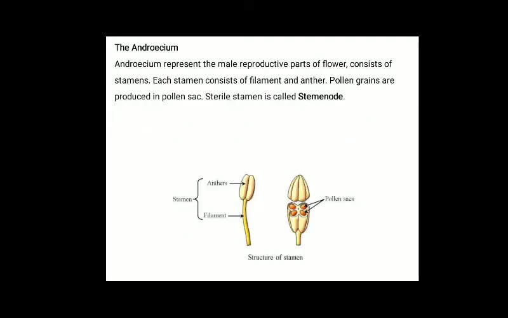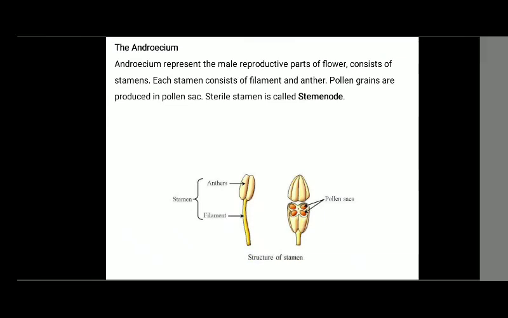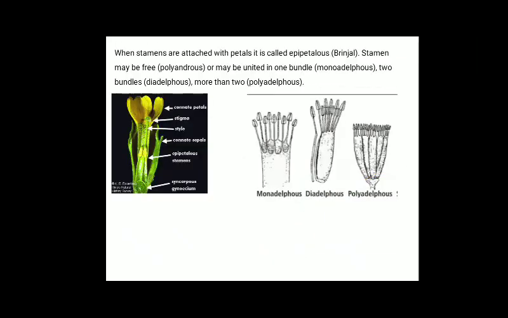Then we move on with the male part, that is androecium. It is the male part of the flower and consists of stamens. Each stamen has two parts. The fertile part is called anther, which bears pollen grains, and the non-fertile stalk-like structure is called filament. If we take a section of this anther, the anther consists of pollen sacs. Inside the pollen sac, we have pollen grains. When stamens are attached to the petal, it is known as epipetalous, as in brinjal.